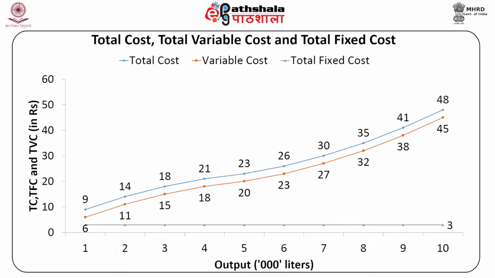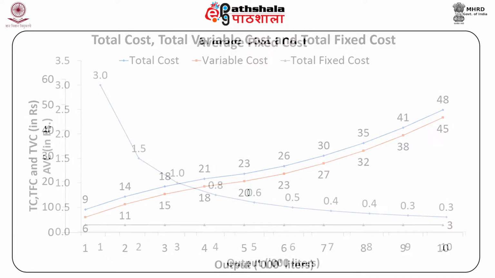Up to 5,000 liters of milk production, diminishing returns do not set in and there are increasing returns to the variable factor. Hence, the shape of TC and TVC is concave up to this point. Beyond 5,000 liters of milk production, the shape of TC and TVC is convex and the curves are upward rising as diminishing returns to the variable factor start to dominate.